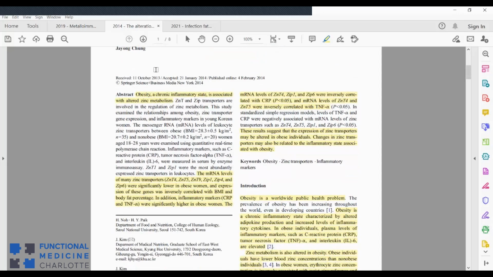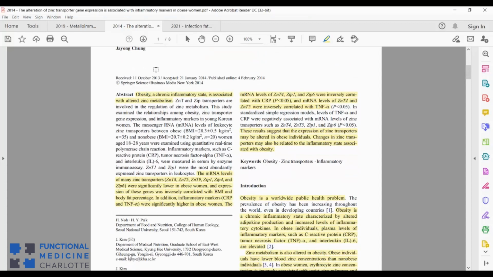So obesity, a chronic inflammatory state, is associated with altered zinc metabolism. Okay, so if you're obese, obesity typically drives chronic inflammation. Now, 20% of obese people are metabolically healthy, so we can't just look at an obese person and judge a book by its cover. I can't be a skinny person and see an obese person and say I'm healthier than them, because they might be one of the 20% of obese people that are metabolically healthy, and I might be a skinny fat person, right? So we can't judge books by their covers.